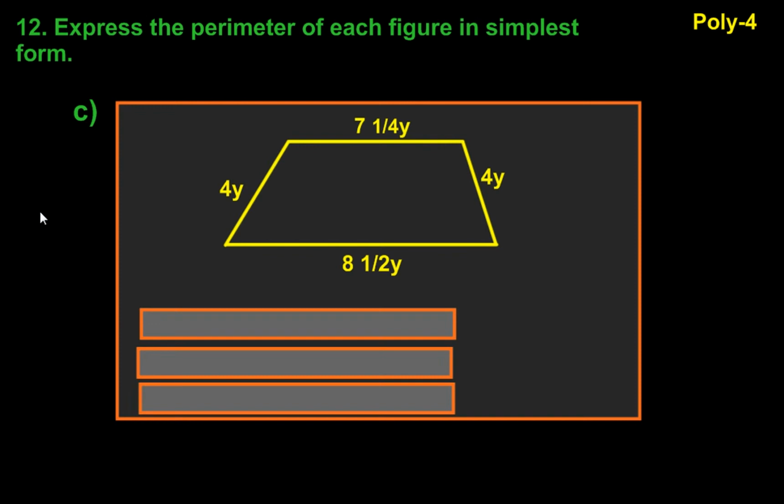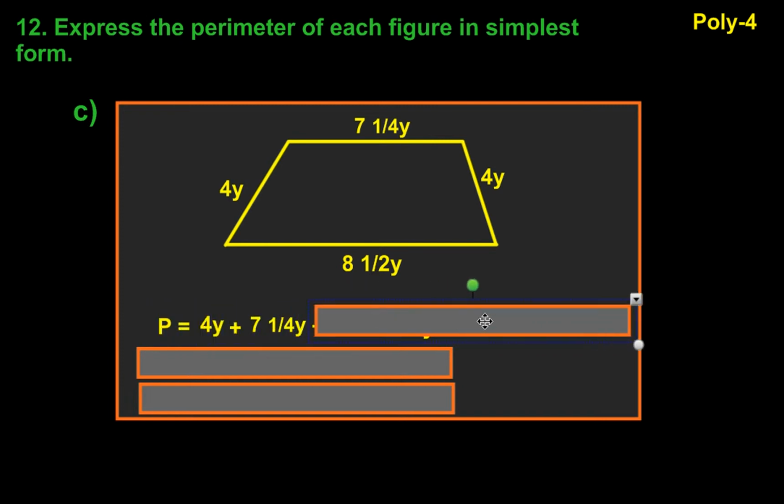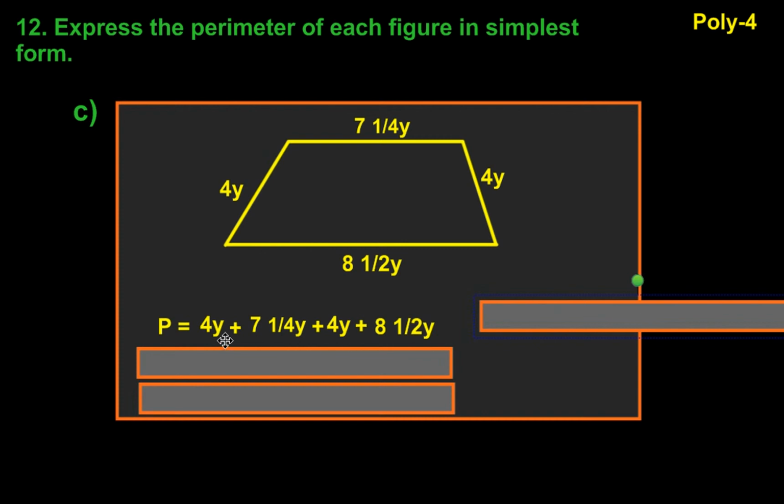For number 12c, we're asked to express the perimeter of each figure in the simplest form. So we have all four sides of this figure. We need to add them together to find out what the perimeter of this figure is. So we're starting with 4y plus 7 1/4 y plus 4y plus 8 1/4 y.